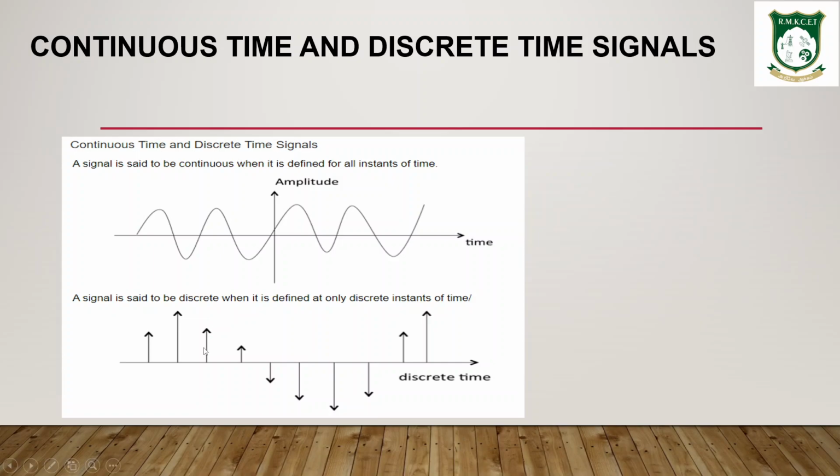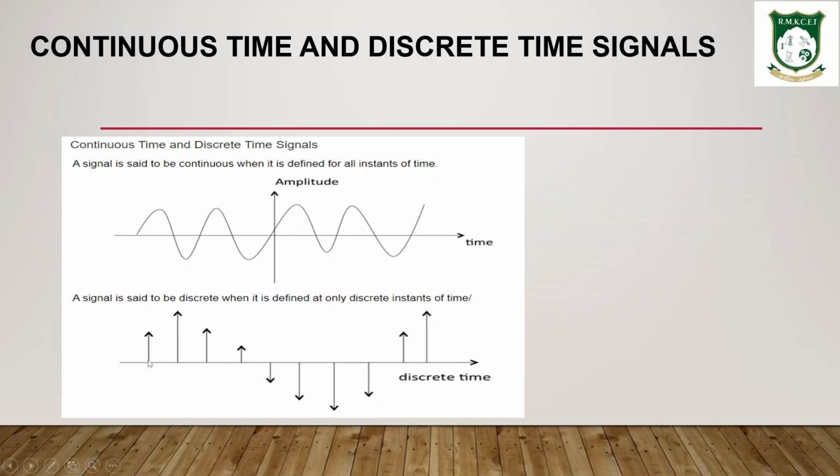Coming to the discrete time signal, it is defined only for integer values of time. In the continuous time domain, the x-axis is taken as small t. In the discrete time domain, the x-axis is considered as small n, where n takes integer values of time.